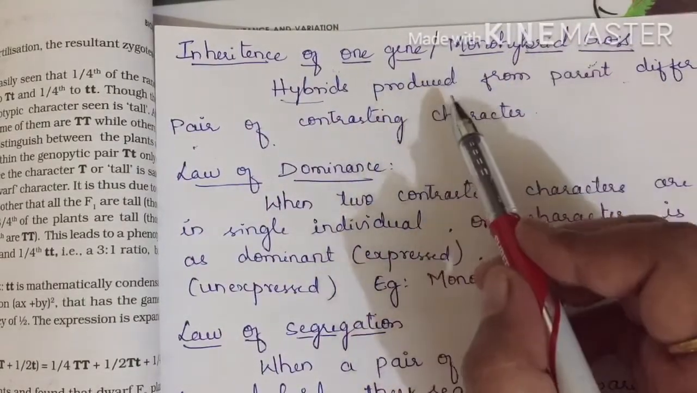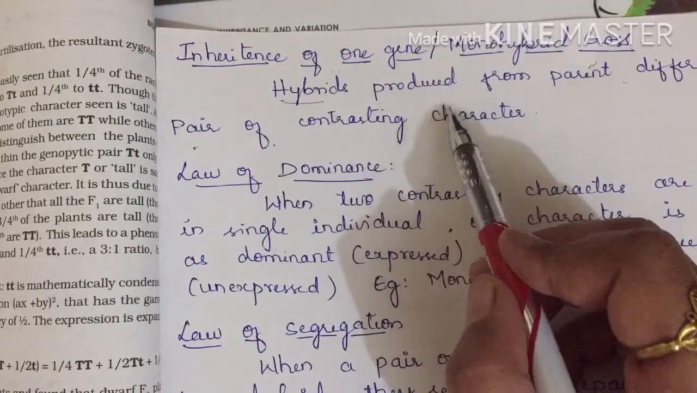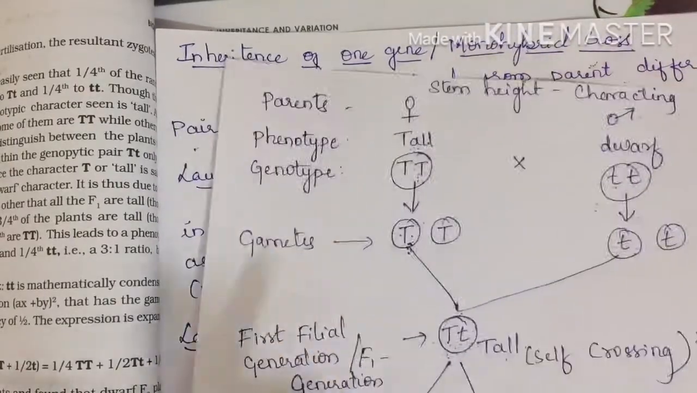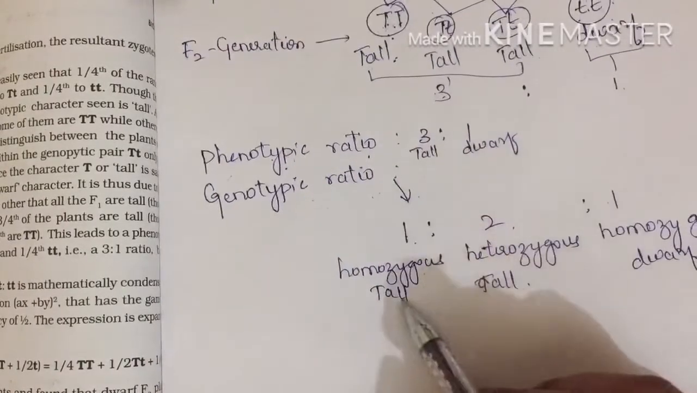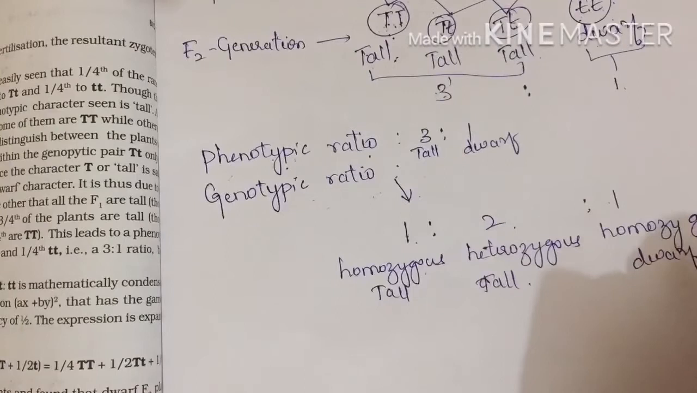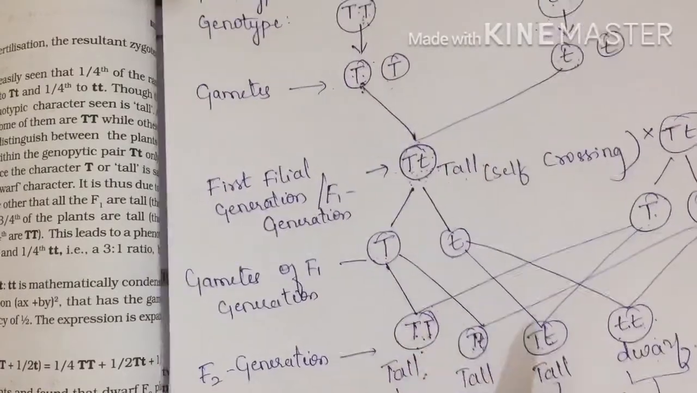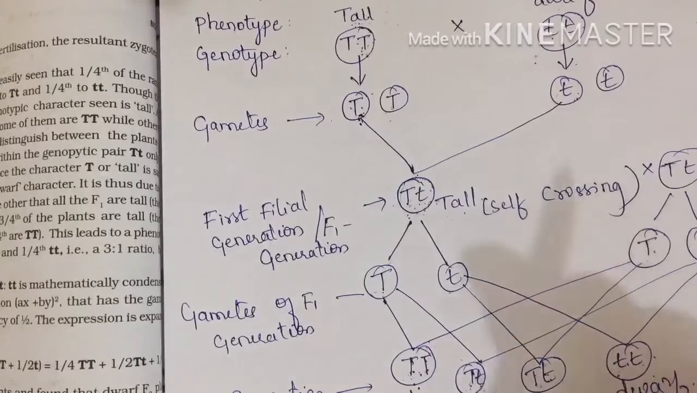Whenever they ask this question, explain inheritance of one gene, what you will do is write this definition, then you will cross this, and write till the phenotypic and genotypic ratio completely, writing the homozygous, heterozygous, everything. This is the schematic representation of that. If they ask with the explanation, you have to write and explain it. This will be asked for 5 marks. Very important questions these are.